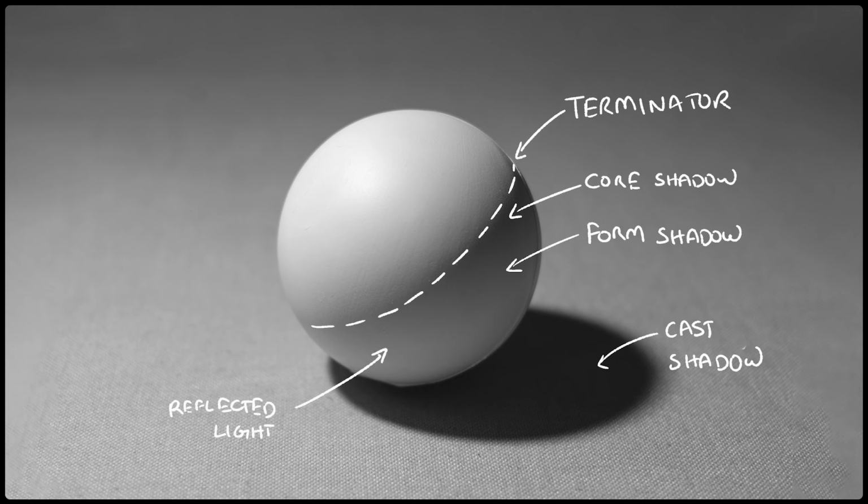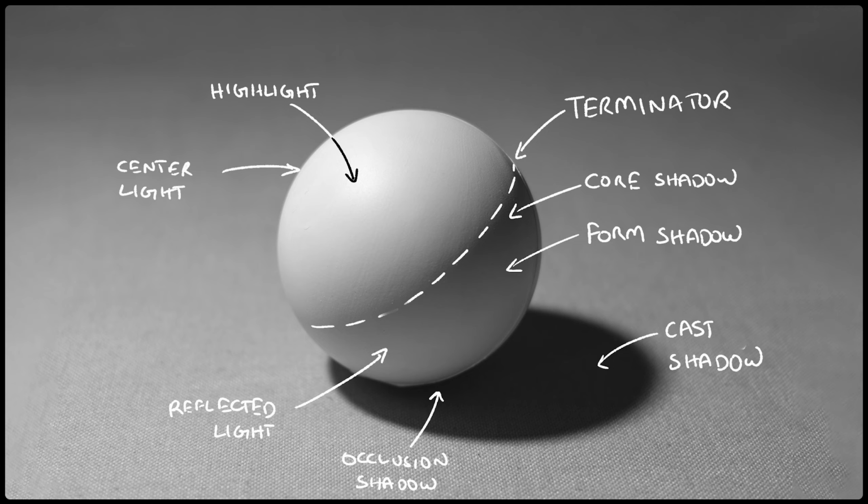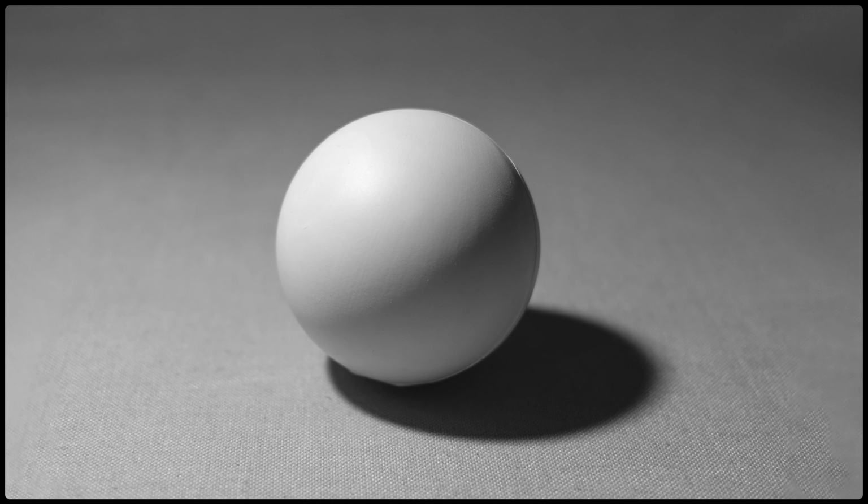At the bottom, we have the reflected light bouncing from the surface, and the last shadow shape is the occlusion shadow. While the core shadow is the darkest one on the sphere, the occlusion shadow would be the darkest one in the overall picture. On the light side, we have the highlight. It's the reflection of the light source and is the brightest spot in the picture. Then we have the center light, which is the plane facing the light source. And as the form turns, we have the half tone, which is the middle value between the light side and the shadow side.